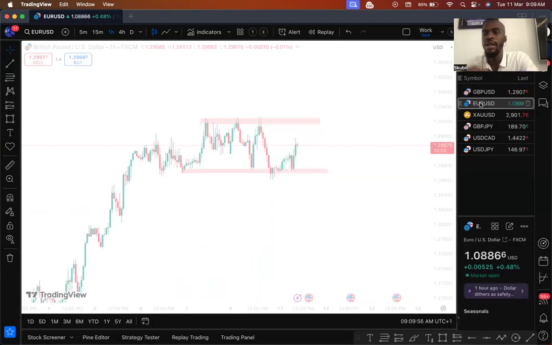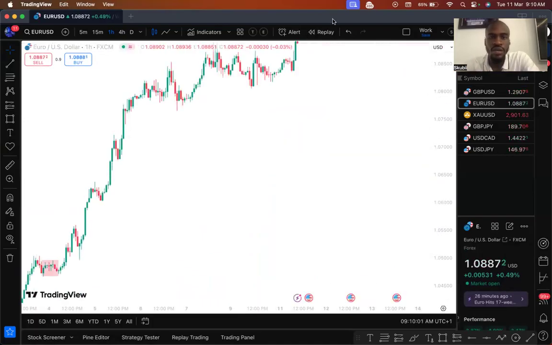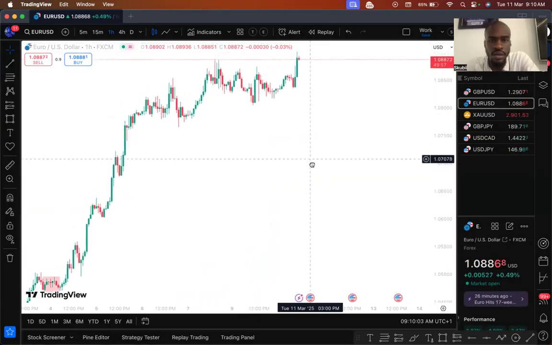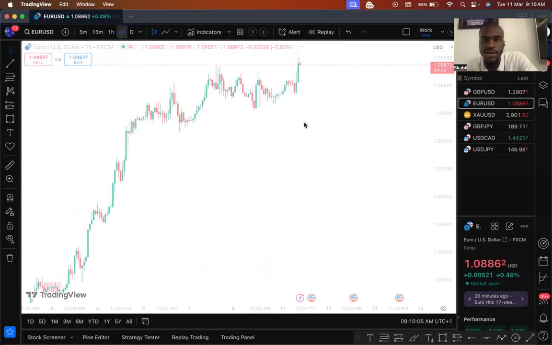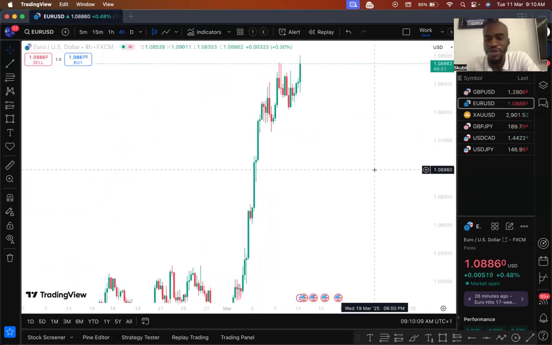Now let's look at Euro USD. Euro USD too is almost the same thing. Oh, no, no. Let's look at the 4-hour time frame first before we conclude. Just they jump into conclusions.